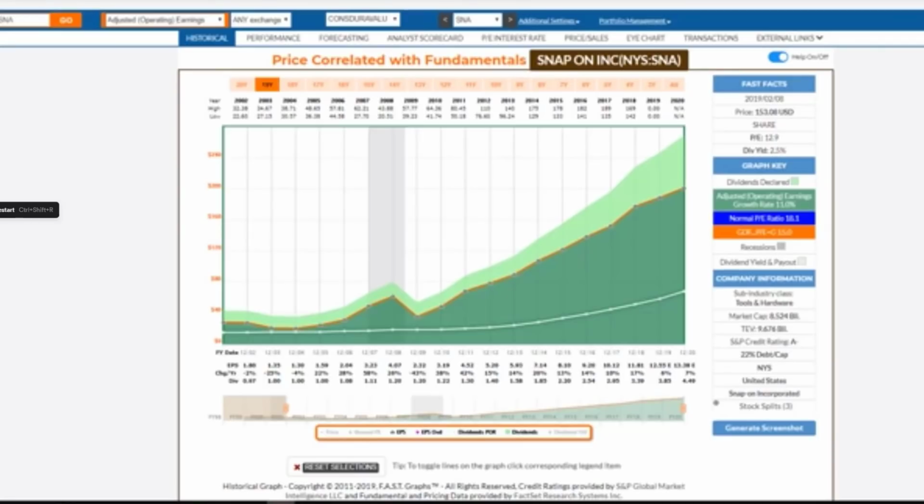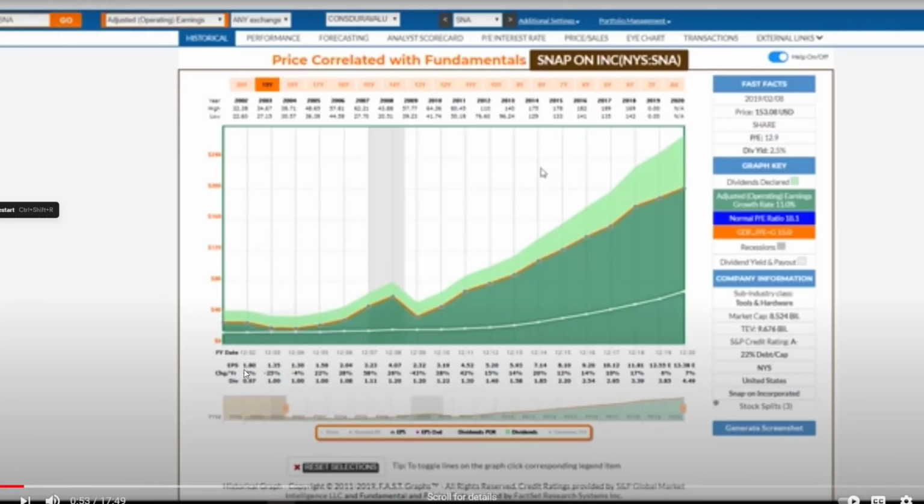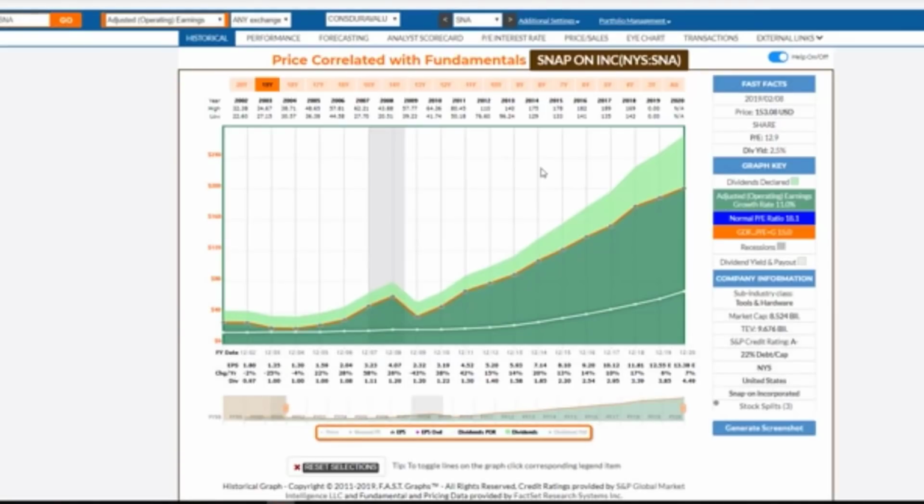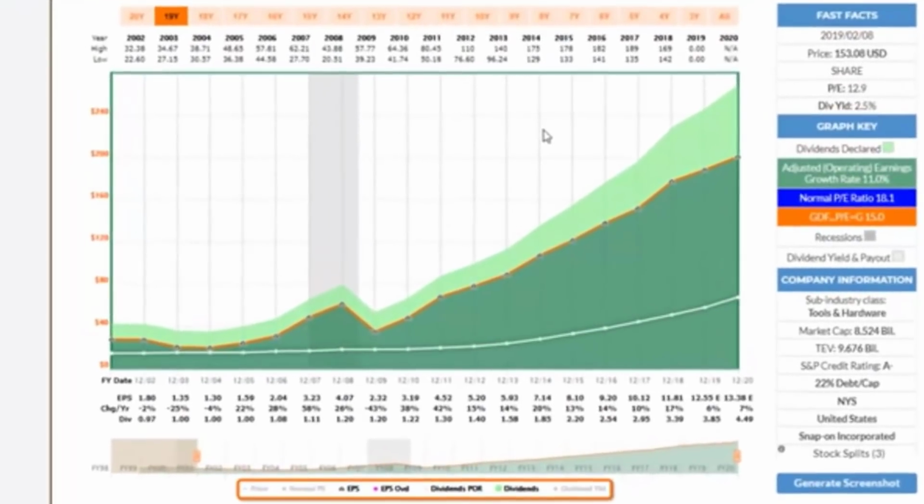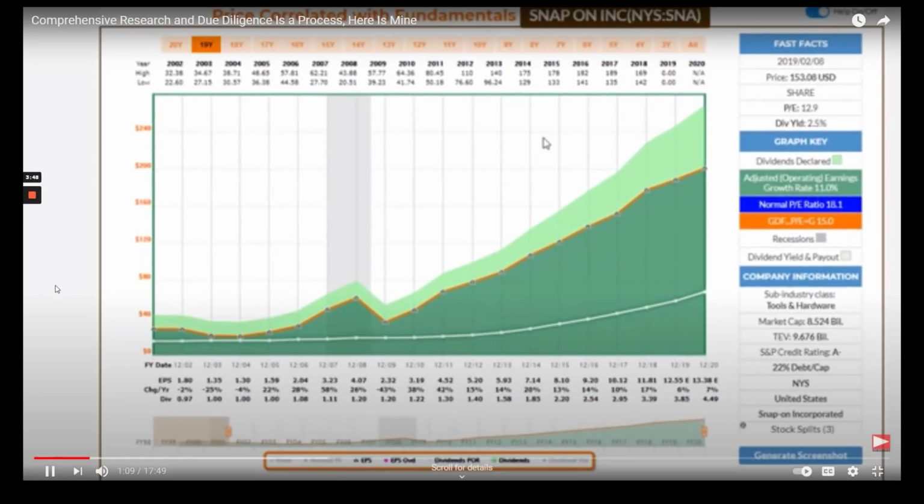Now, the process starts by taking a quick review of what I'll call the basic FastGraphs. First thing I'm looking for, and I'm going to use in my example for this video Snap-on Inc., the tools and hardware manufacturer and marketer. Personally, in my own strategy, I'm looking for a specific kind of company: a company that has a consistent operating history. And if I'm investing for dividends, and this particular example is a dividend paying stock, I'm also looking for consistency of the dividends.